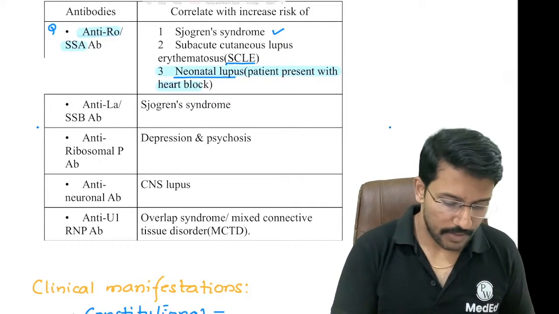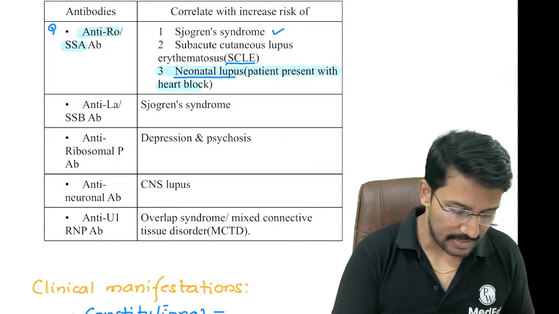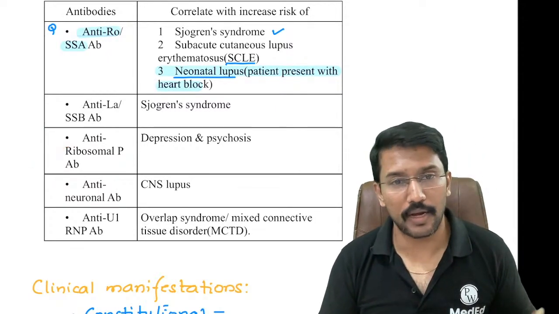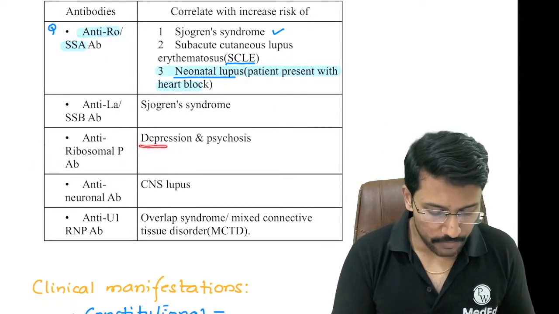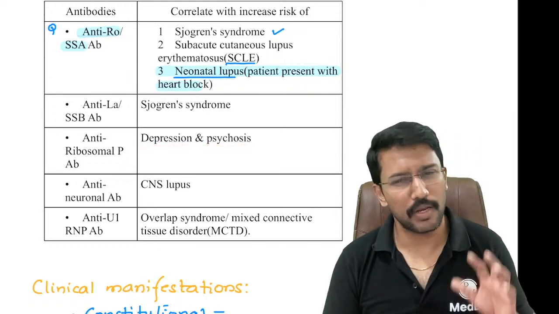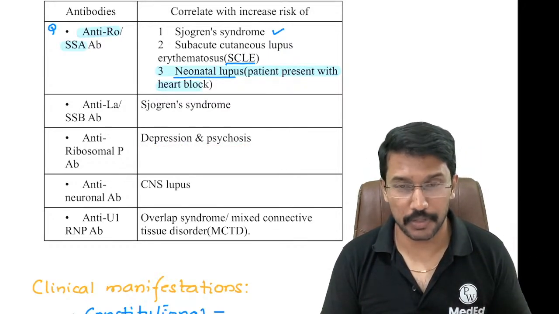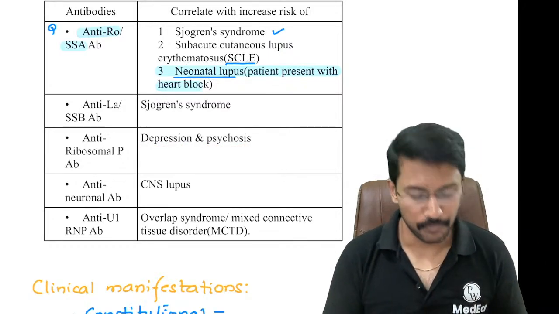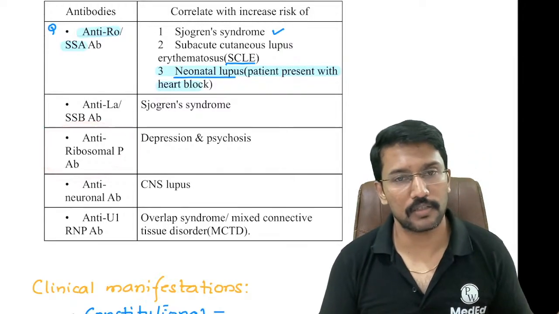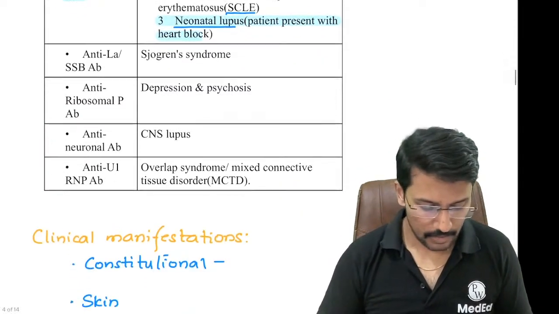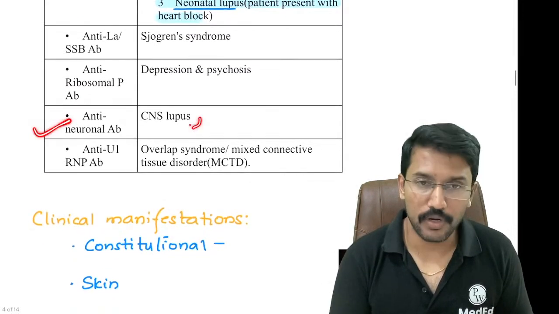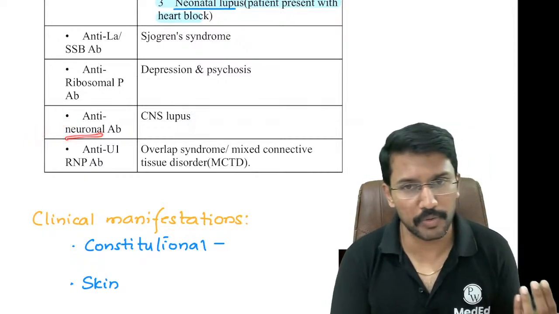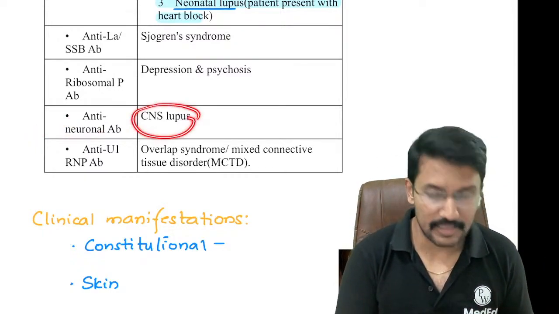Okay. Then we have one antibody called anti-ribosomal P antibody, which correlates with the risk of depression and psychosis. Many of the SLE patients go through major depression, psychosis, and they have suicidal tendency, and presence of this antibody correlates with it. Okay. Then we have this anti-neuronal antibody. The name says neuronal, easy to remember. It correlates with CNS lupus.